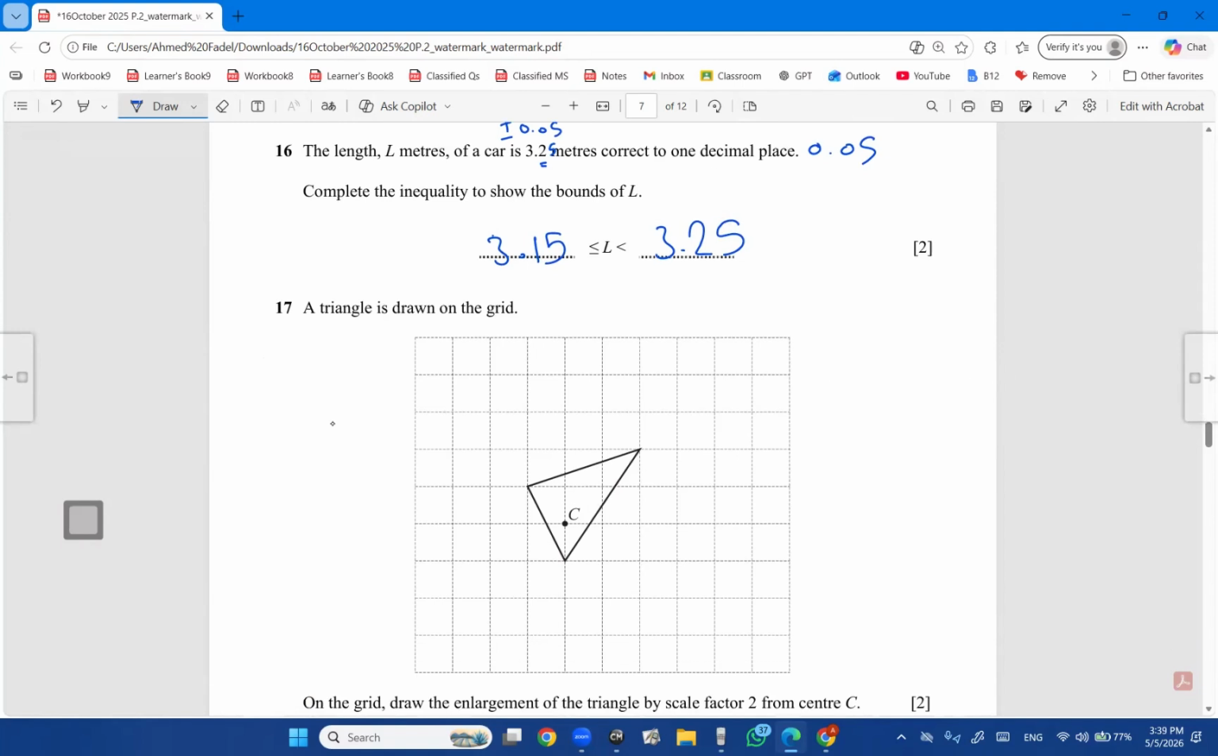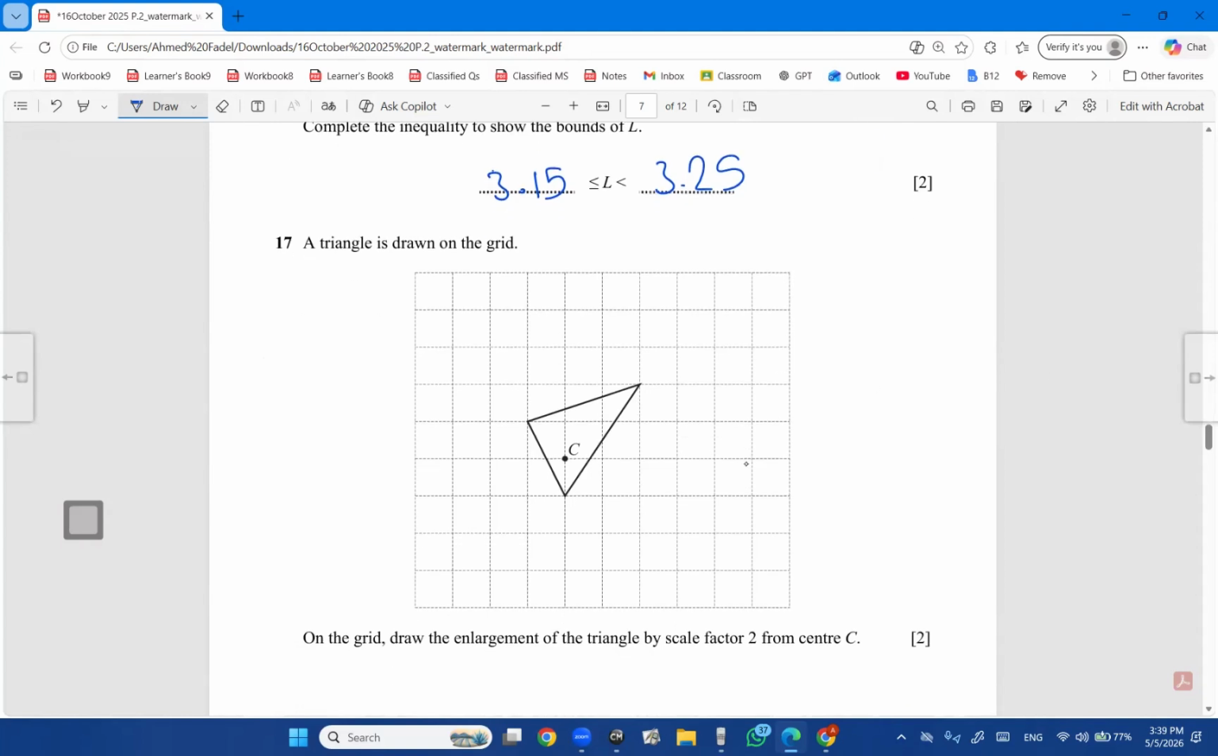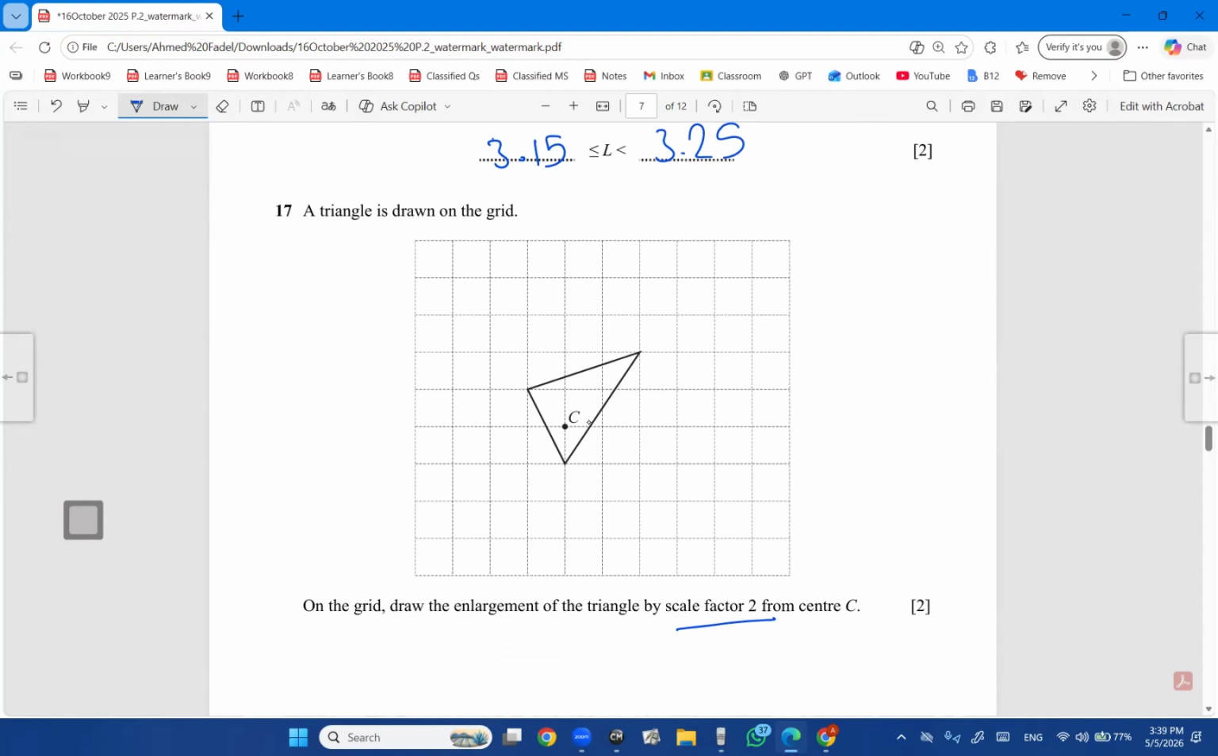Next, a triangle is drawn on the grid, and they are requesting from you to enlarge it with scale factor 2. So to enlarge the triangle, we should start from the center of enlargement until the closest vertex. Mister, it is 1 down. Good. Mister, I made a mistake actually, and I started from this vertex. I counted until this vertex. Not a mistake. It is also fine. Even if you go to this point from the center, it's also going to be correct.